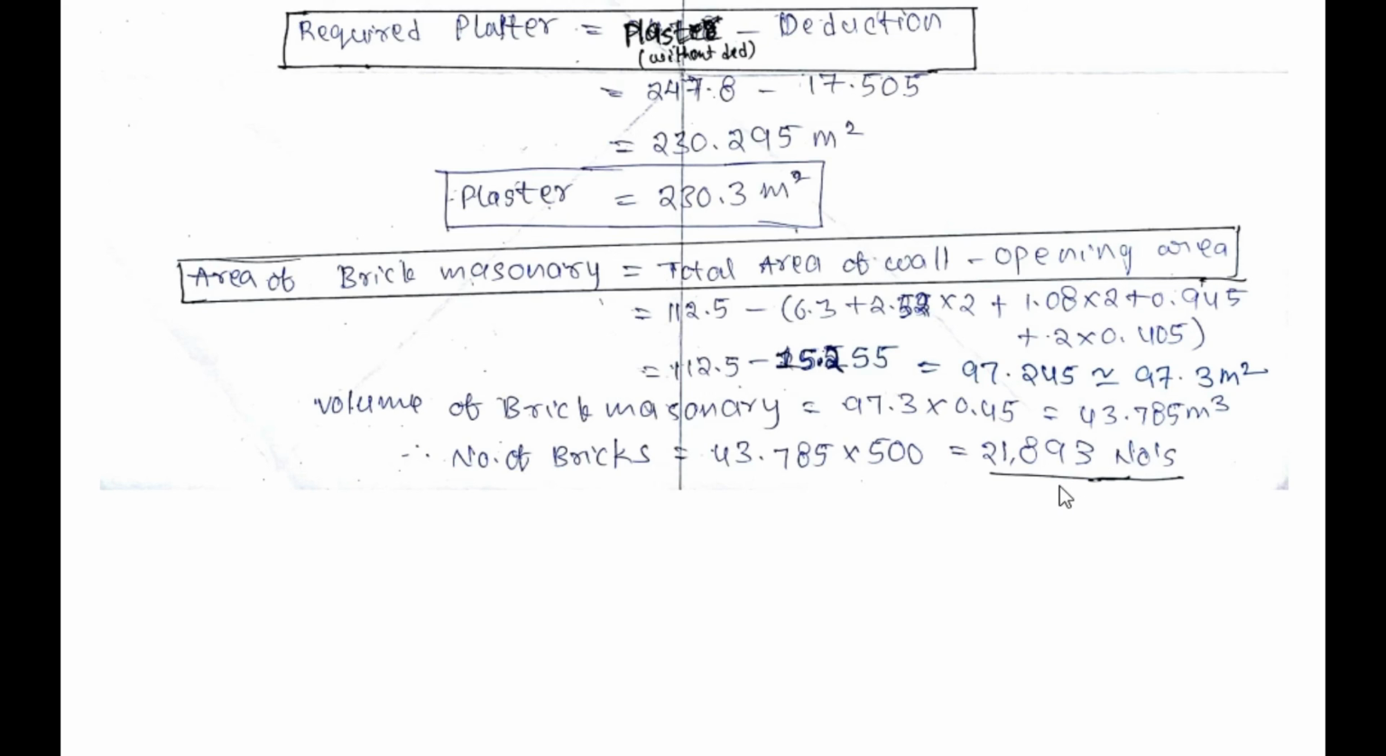So if you consider the wastage as 15%, then the 15 percent value will be 3284. The total number of bricks required is 25,177 numbers.